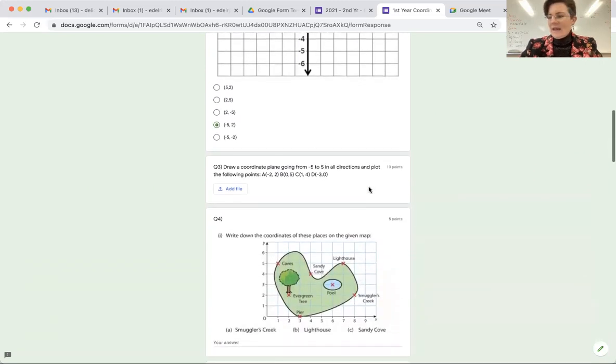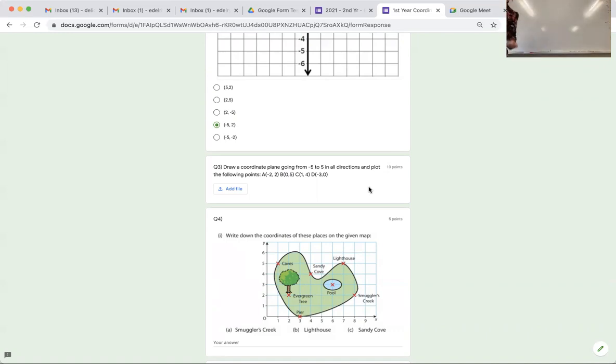In question 3, I had asked you to draw a coordinate plane going from -5 to 5 in all directions and then to plot the following points. So I'm going to do this on the board behind us, excuse me. And hopefully you can see this okay. I won't be using a grid. See how much space you can see there? Okay.